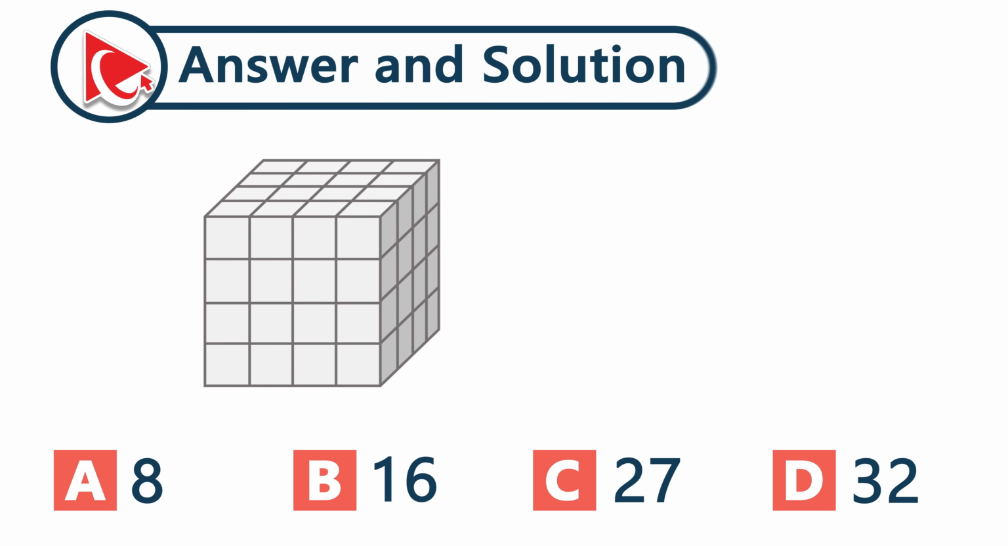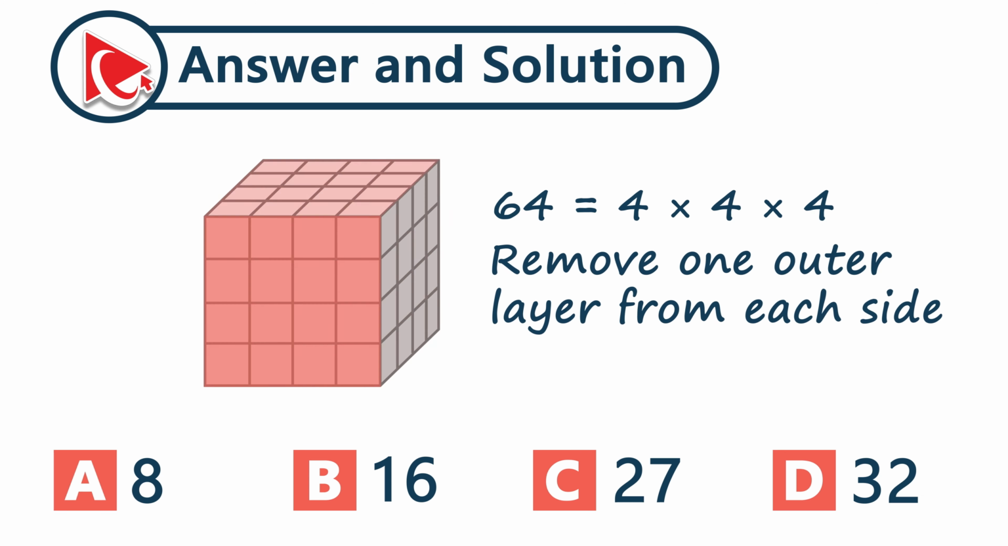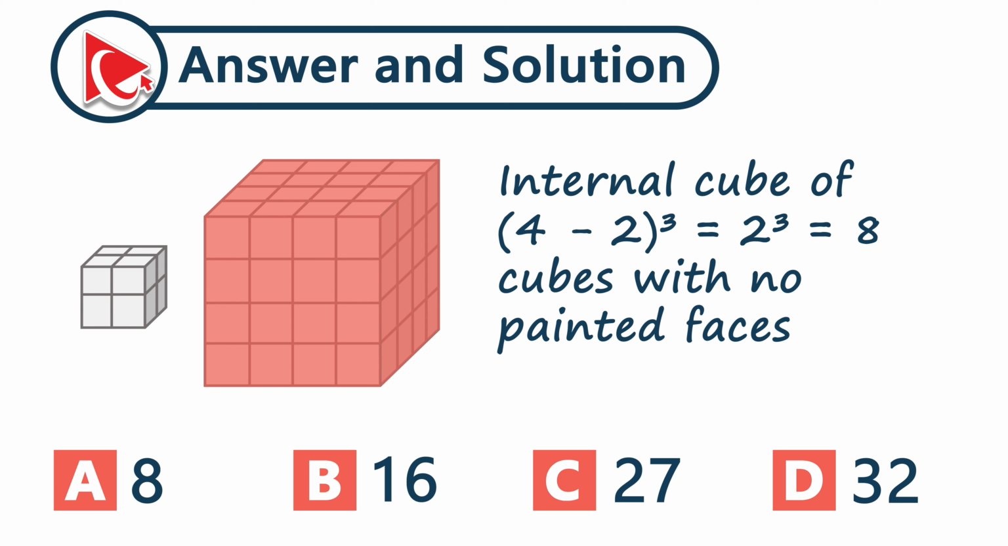After cutting the cube, it would have 64 pieces, which is calculated as 4 multiplied by 4 multiplied by 4. To find the number of unpainted cubes, remove one outer layer from each side. This leaves an internal cube of 2 by 2 by 2, which is 8 cubes that have no painted faces. And the correct answer here is choice A, 8.